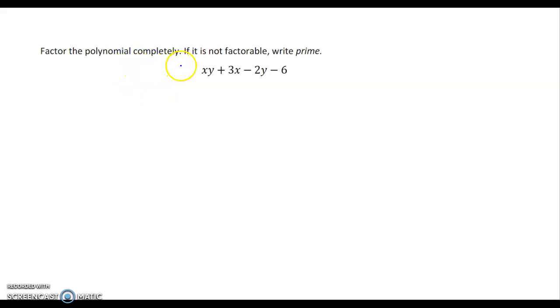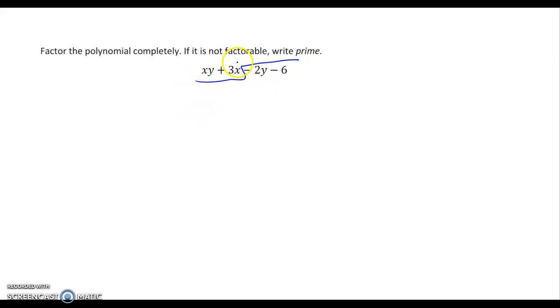Factor the polynomial completely. If it's not factorable, write prime. Okay, we've got this polynomial. I'm noticing it has 4 terms. And so whenever it has 4 terms, I look at it kind of as 2 separate.